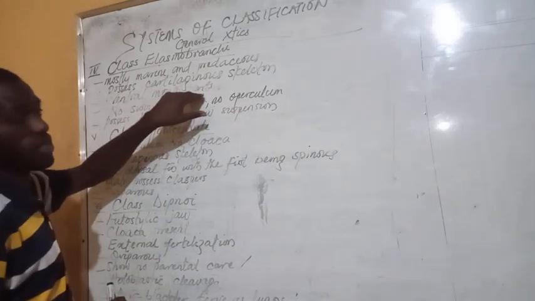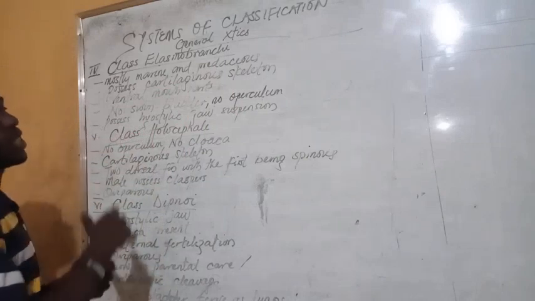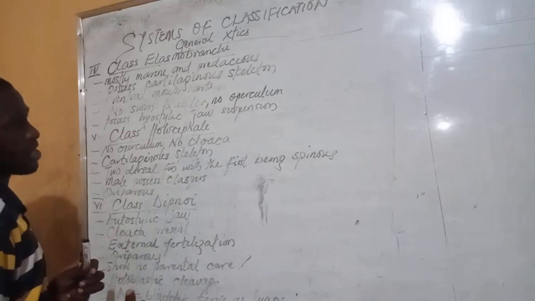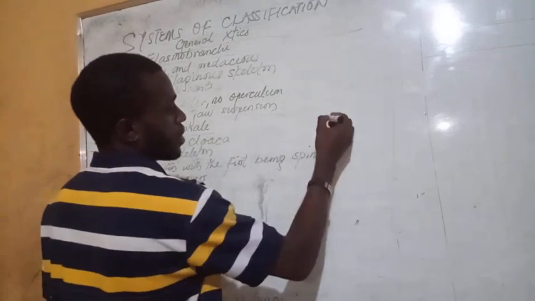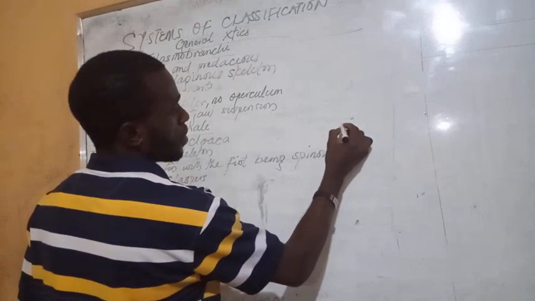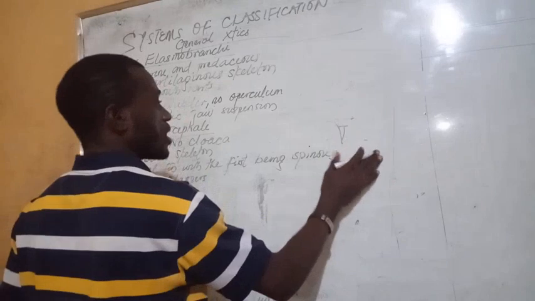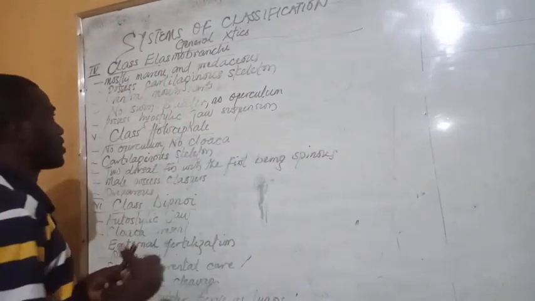They possess ventral mouth parts. That is, the mouth is displaced downward. So if we have terminal on top here, subterminal will be around here, and then the ventral will be displaced totally downward. So they have ventral mouth parts.